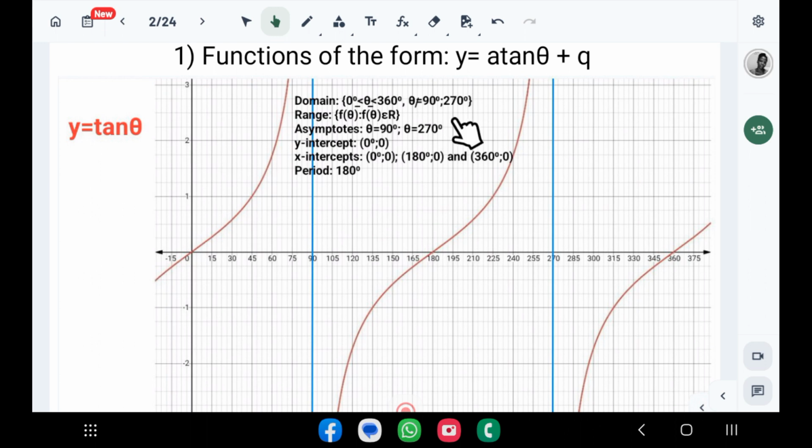The only restriction is with the domain, where the domain is basically between 0 and 360 degrees, and your asymptotes, which are at 90 degrees and 270 degrees, are excluded from that because then the function is undefined. Those are the 2 points on the domain of the graph of y equals tan theta that are not included in the domain because they make the function tan theta undefined.